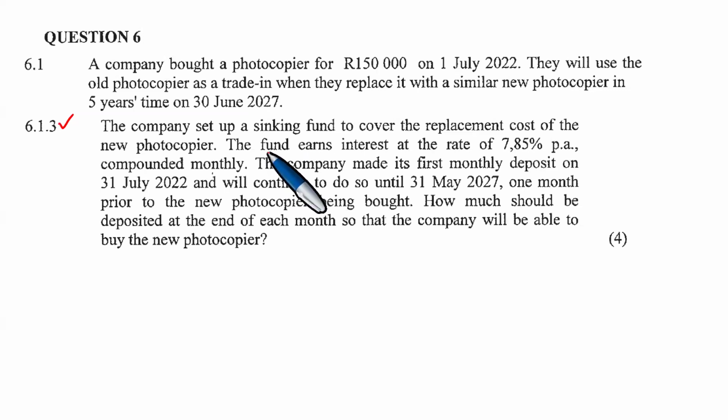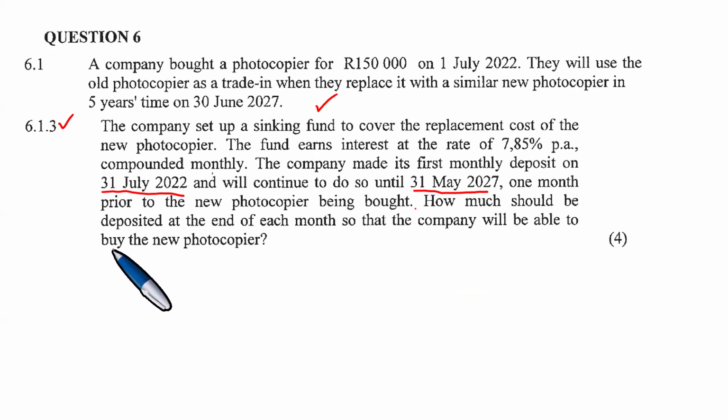Right, now the company set up a sinking fund to cover the replacement cost of the new photocopier. A sinking fund is a savings account. The fund earns interest at the rate of 7.85% per annum, compounded monthly. The company made its first monthly deposit on 31 July 2022, and will continue to do so until 31 May 2027, 1 month prior to the new photocopier being bought.